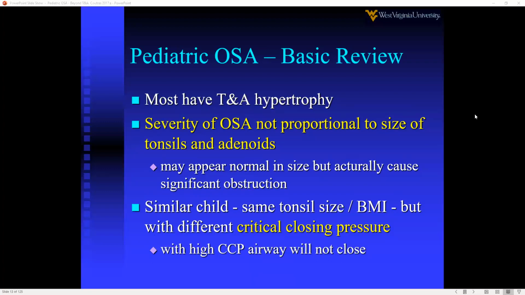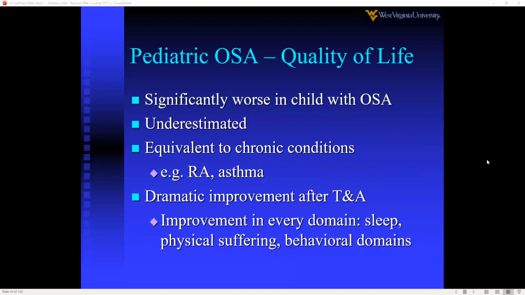And then critical closing pressure. I didn't change the abbreviation CCP. That was an incorrect abbreviation. It should be P sub CRIT, critical closing pressure. And if the tension of the tissue is strong enough, they're not going to obstruct. We mentioned this when talking about adults.